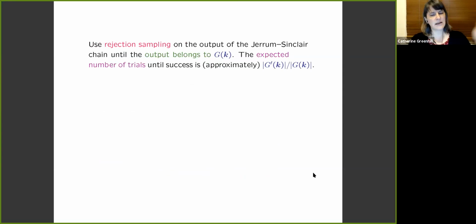So you run the Jerrum-Sinclair chain for some number capital T steps, where capital T is large enough that the distance from uniform is at most epsilon. You look at your final graph. Does it have degree sequence K? If not, you have to do rejection sampling, so you go back and start again. And so the expected number of trials until success is approximately the ratio of the sizes of the large state space to the target set that you really want. Approximately, because the Markov chain is only doing approximately uniform sampling.